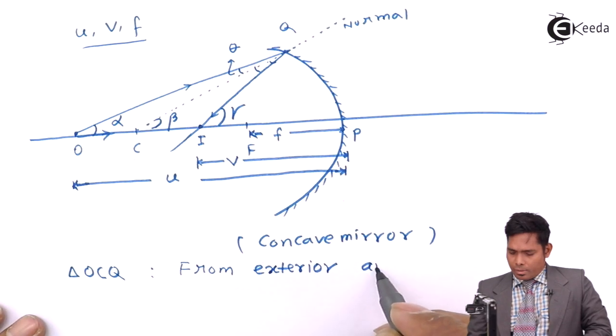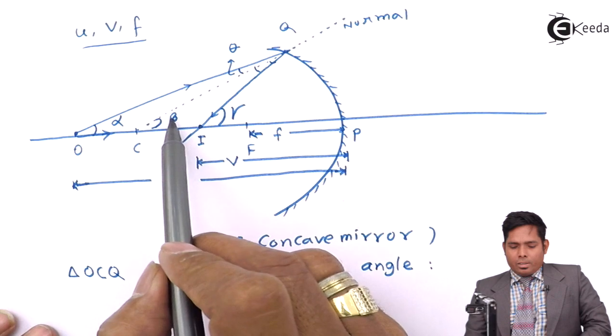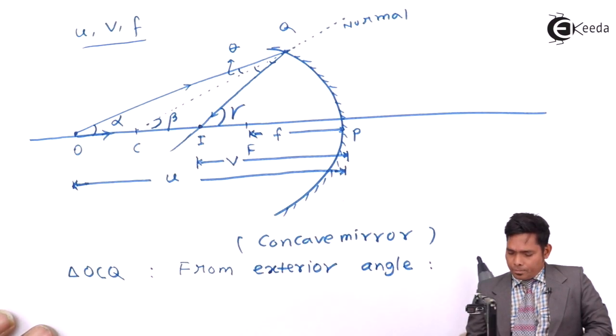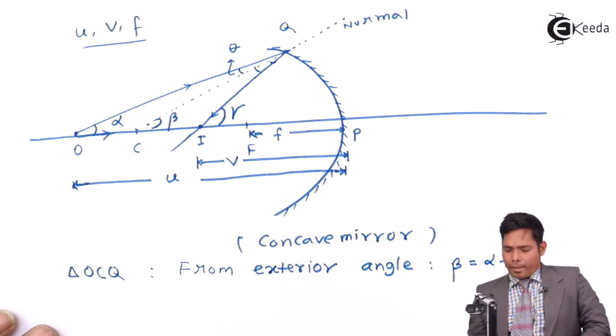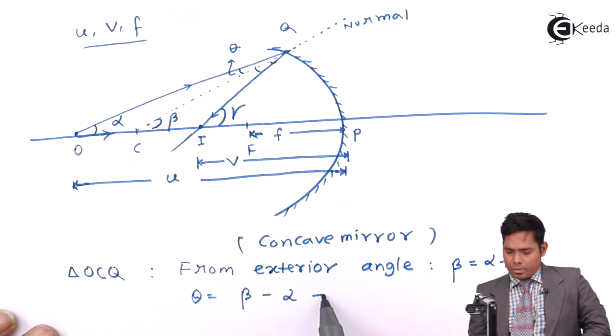So from the exterior angle principle, beta is the sum of alpha plus theta. Beta equals alpha plus theta, and from here we can write theta equals beta minus alpha. This is equation number 1.